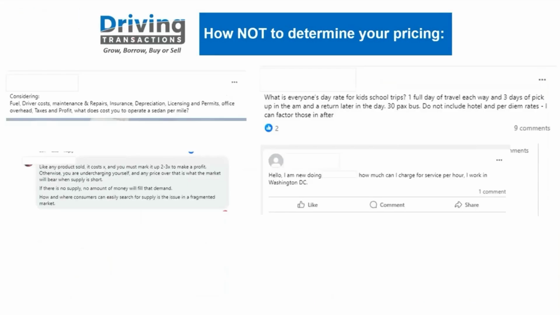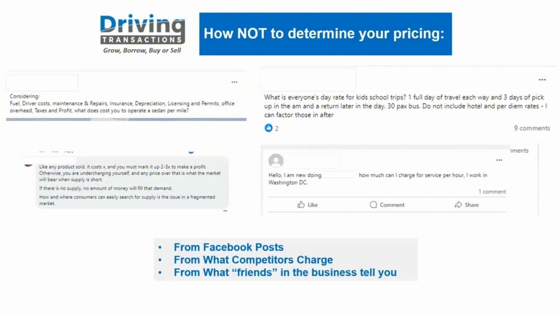So where not to get your prices? Don't get them from Facebook posts. Don't get them from your competitors, and don't listen to a friend in the business. Why? Well, the chances that their cost structure is the same as yours is zero. And there's just absolutely no good information. There's no comparable information that comes out of Facebook, right?